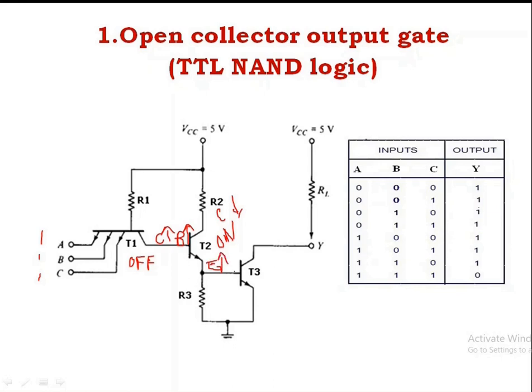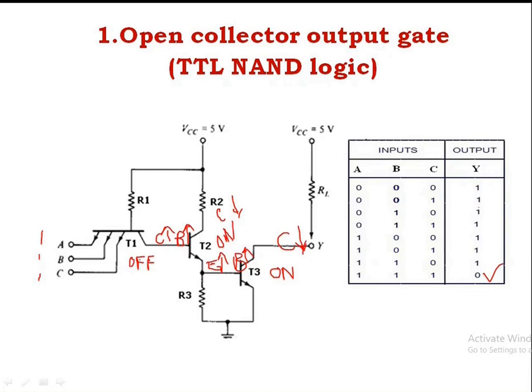This emitter is connected to the base of T3. Now the base is high. Once the base is high, transistor T3 will be on. Once transistor T3 is on, the collector will get a low voltage. Low voltage means 0. From the collector only you are getting the output. So your output voltage is 0. So this is how it works.